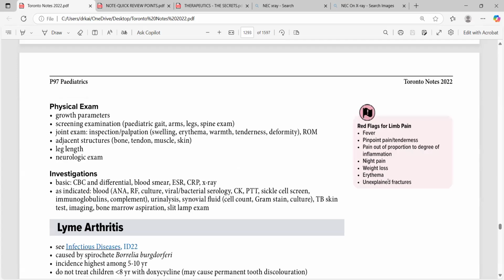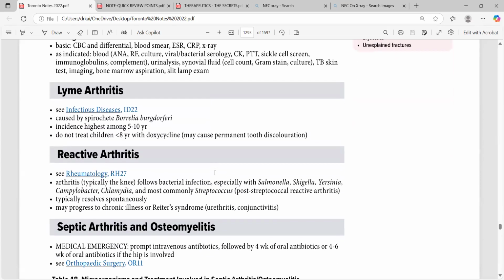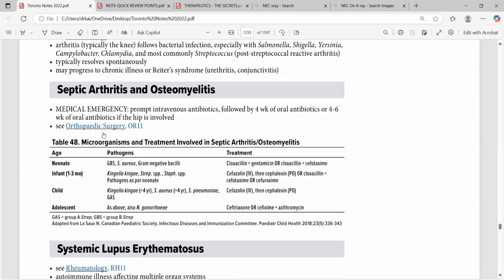Then the red flags of limb pain are fever, pinpoint pain, pain out of proportion, night pain, weight loss, erythema, and then unexplained features. Then comes septic arthritis. In that case, what is the treatment? Neonate is different. What is that one? Flucloxacillin plus gentamicin. Infant is cefazolin, then cephalexin. Then child is basically cefazolin, then cephalexin. Adolescent is basically ceftriaxone.